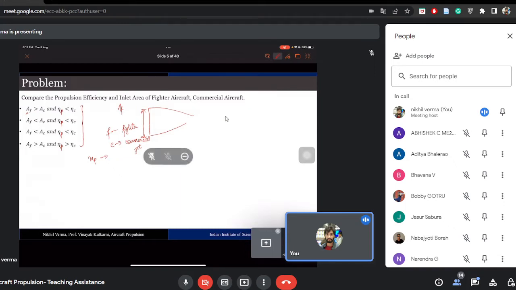So, okay. Anybody else want to answer this question? Maybe I'll repeat the question. You have to compare the inlet area for a fighter jet and a commercial aircraft. Which one will be higher or lower, and also the propulsion efficiency. Anybody?